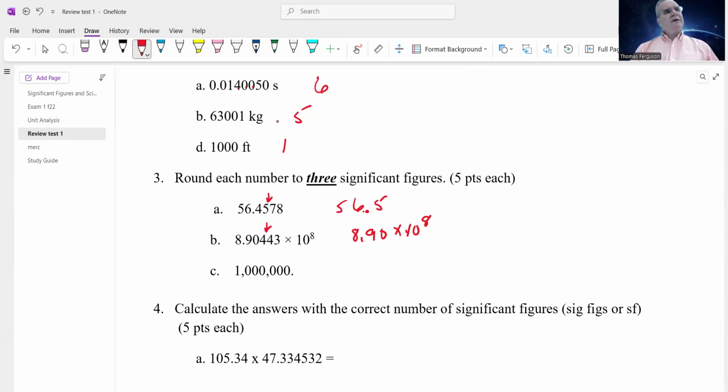Now C is kind of tricky because it's got a decimal point, so all those zeros have to be in there, but we can only have 3 sig figs. So the best way to do this is scientific notation. So let's convert it to scientific notation with 3 sig figs. And we have, what, 6 of these.